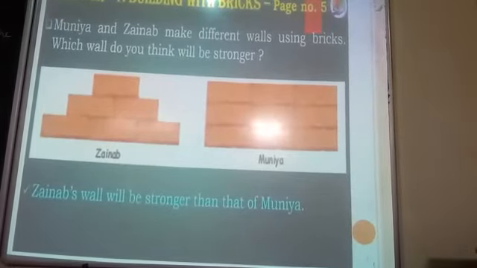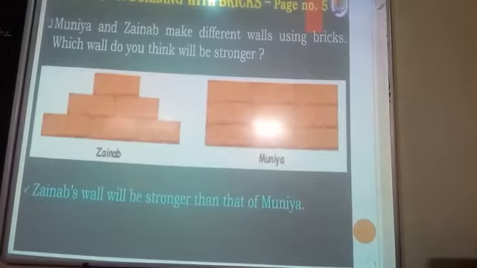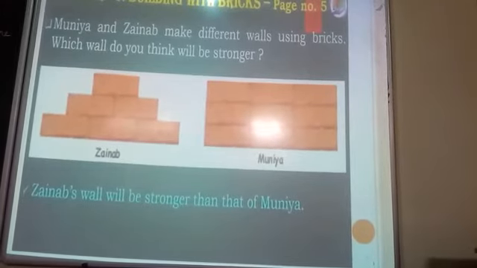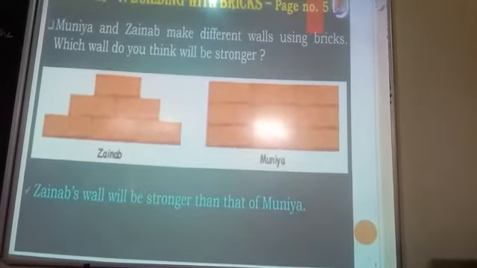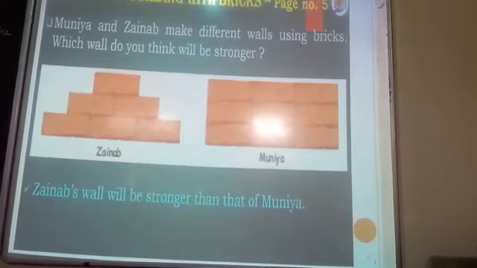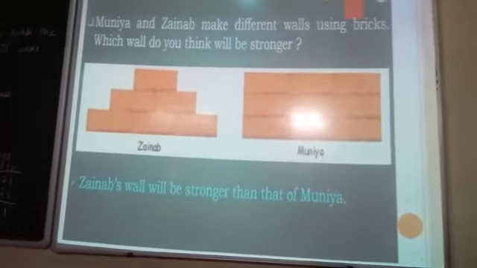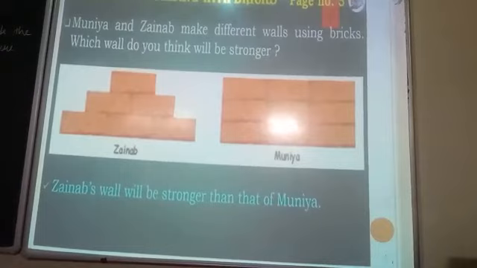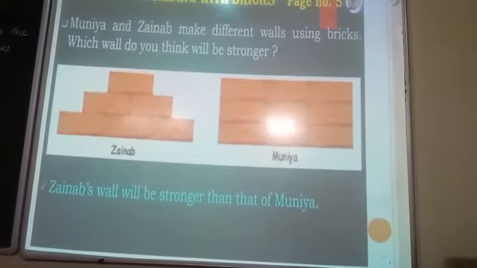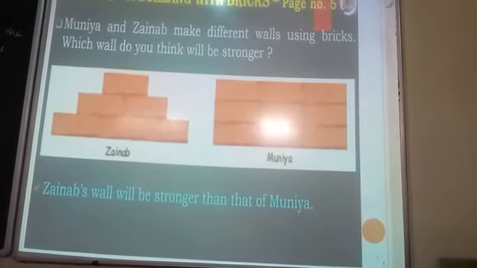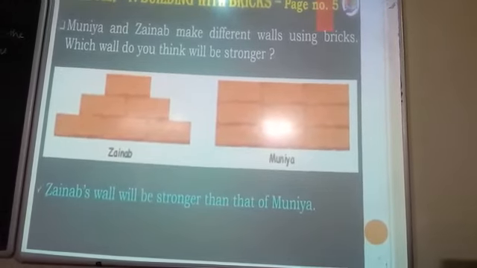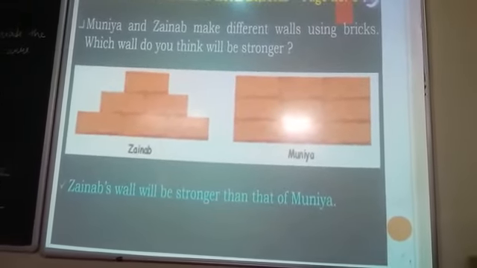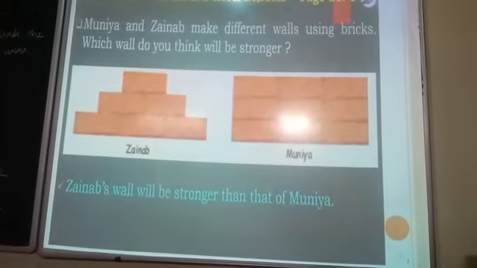So Zainab's wall will be stronger than Munia's. Why? Zainab says that her wall will not fall easily. Masons do not put bricks one on top of the other as Munia has done. What do you think? Which wall will be stronger? You can see the picture and answer, because if you put one on the other, the balancing will not be proper. If you do it the Zainab way, you can balance it. When you see a construction site, the bricks are laid in between the bricks below, so it will be stronger and stand better.